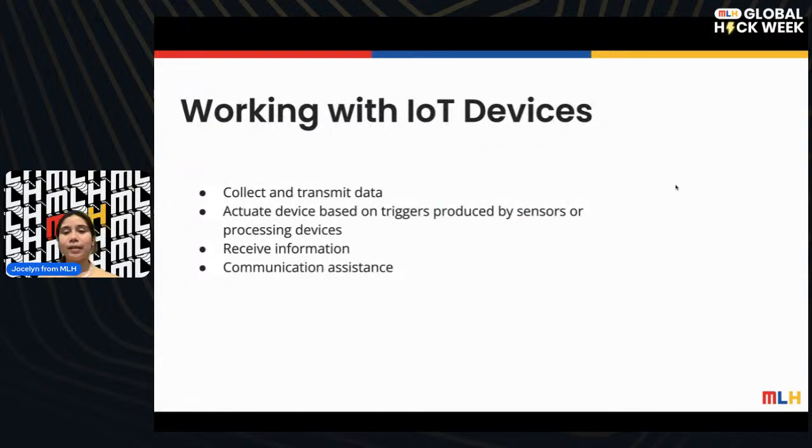Great. So to work with IoT devices, you need a few different things. First, you need to collect data using sensors, and then you need to transmit that information in packages through the internet. Today we will be collecting the information, and tomorrow we will be transmitting it, and we will see how through the internet, perhaps through an API, which might be the smartest thing to do. Then devices actually do something, or actuate, based on triggers produced by sensors or processing devices.